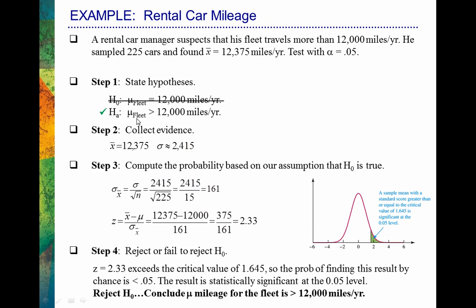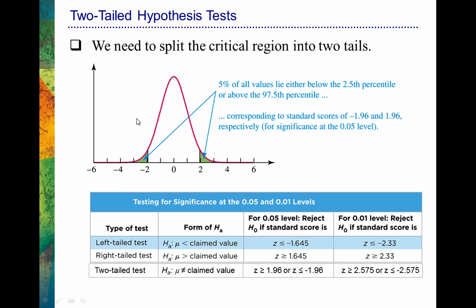Let's go through some more information here. We've been dealing with one-tailed tests. Well, in reality, most tests are two-tailed tests. And the reason that most tests are two-tailed tests is because we usually don't really know exactly which way our results are going to go.